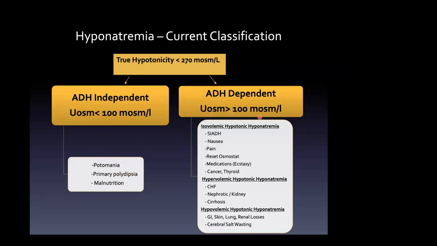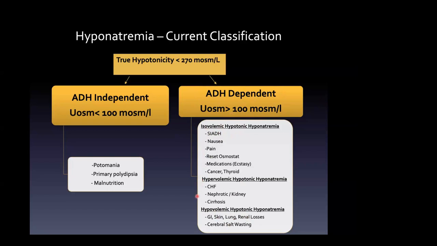If your urine osmolarity is more than 100, then by definition the American nephrologists assume that you have ADH on board. The ADH can be stimulated by volume loss, as I told you before, cerebral salt wasting, renal salt wasting. It can be under euvolemic conditions where you have ADH-like effects because of nausea, pain, medication, cancer, or you have a pure SIADH, okay? And these are euvolemic conditions.